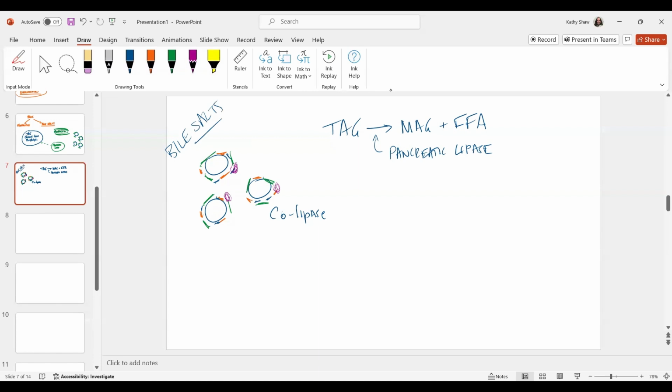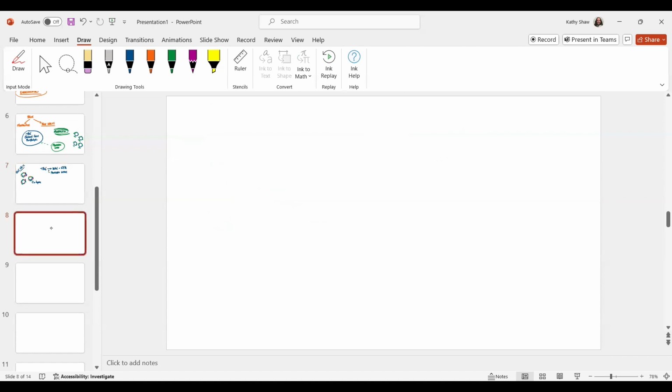So now we have two other chemicals that are in the pancreatic juice. I guess we need a new slide for this. So we have two other chemicals. We're going to have phospholipase A2, PLA2. We're going to have cholesterol ester hydrolase.